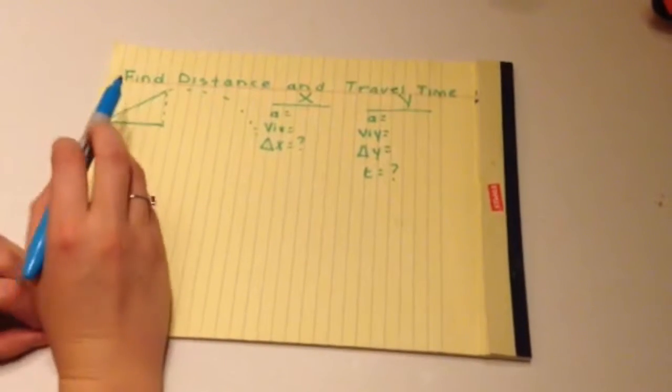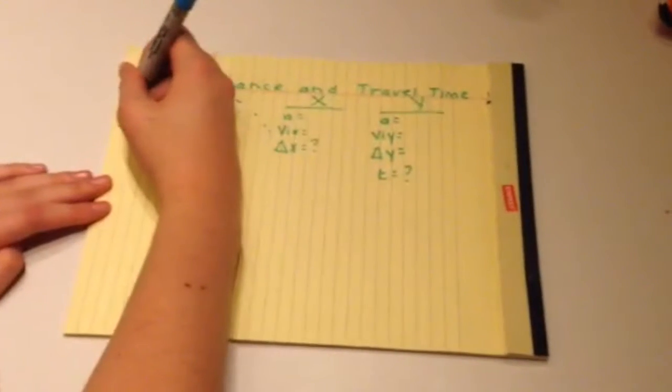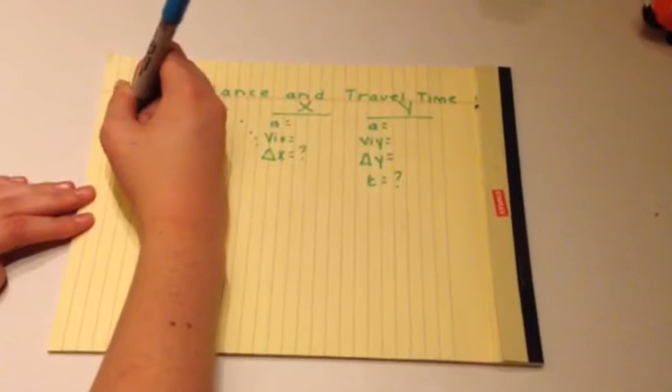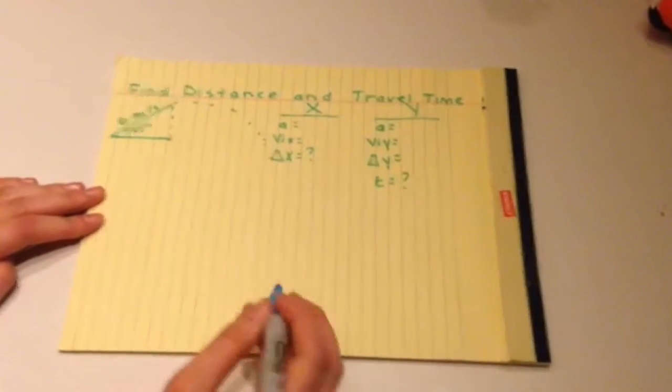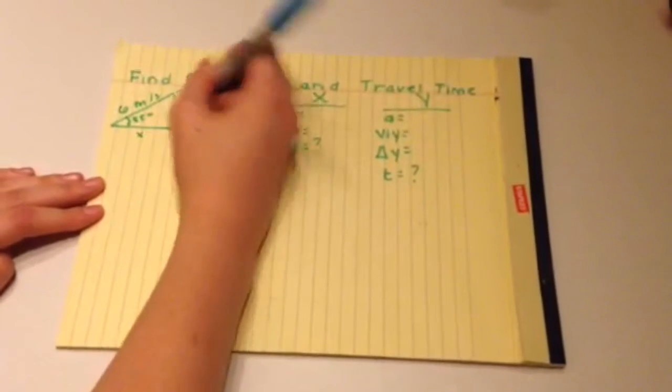Okay, so for this problem, we're going to find the distance and the travel time. So our assumptions are that our initial velocity is 6 meters per second, and it was kicked at 55 degrees. So I have a little chart here for the x and y components, which are seen here.